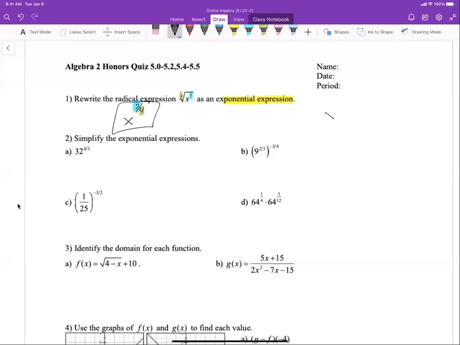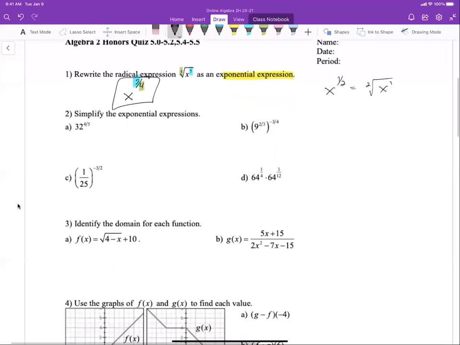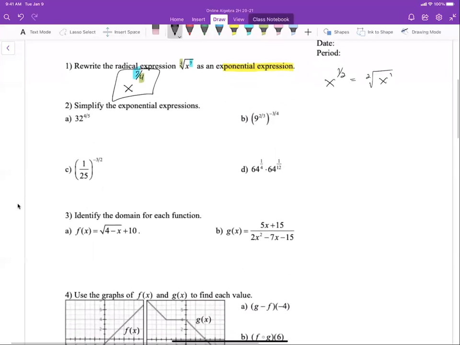If you forget how to do that, we know that x to the half is equal to the square root of x. And so this is 2 and this is 1. And so use that to help you remember the order in which you bring that to a fraction, okay? All right, so simplify the exponential expressions. Remember, it's easier to do the root first.